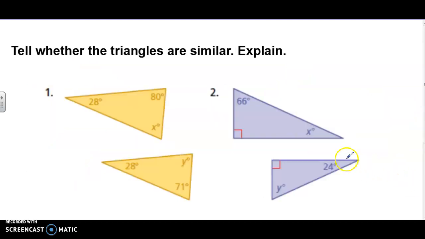All right, so why don't you try these two? Try these two out, see if they are similar. Find the missing angles, make sure all three angles are the same. If they are, they're similar. If they're not, then they're not similar. So I want you to pause the screen and try them out.